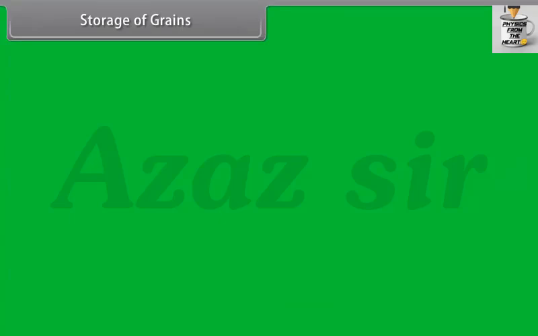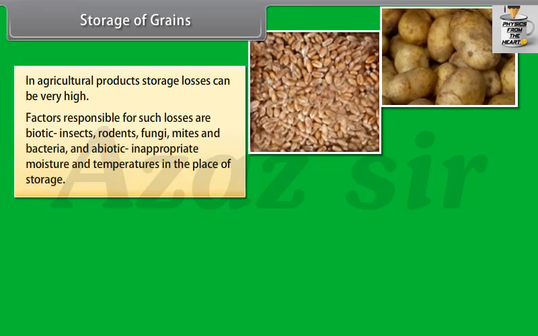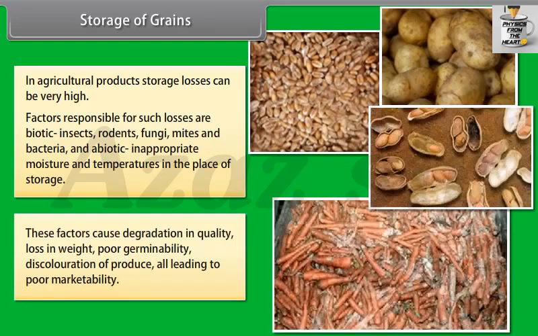Storage of grains. In agriculture products, storage losses can be very high. Factors responsible for such losses are biotic: insects, rodents, fungi, mites, and bacteria, and abiotic: inappropriate moisture and temperatures in the place of storage. These factors cause degradation in quality, loss in weight, poor germinability, discoloration of produce, all leading to poor marketability.